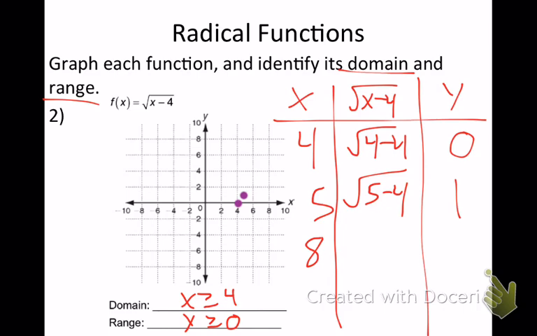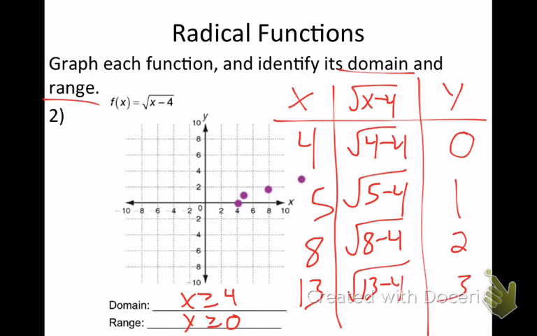That's tough. 8 gets me the square root of 4. Easier. So I get the square root of 8 minus 4. Square root of 4 is 2. I plot the coordinate 8, 2. And after 8, what's the next logical coordinate? 13. Square root of 13 minus 4 is 9. Square root of 9 is? 3. I get 13, 9. Something like over here. And there's your curve. Again, one-way direction. Hooks. Okay.